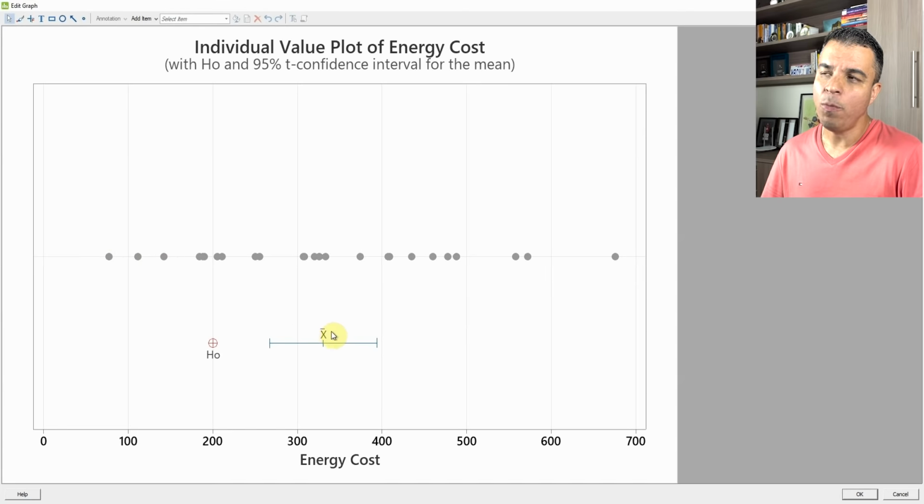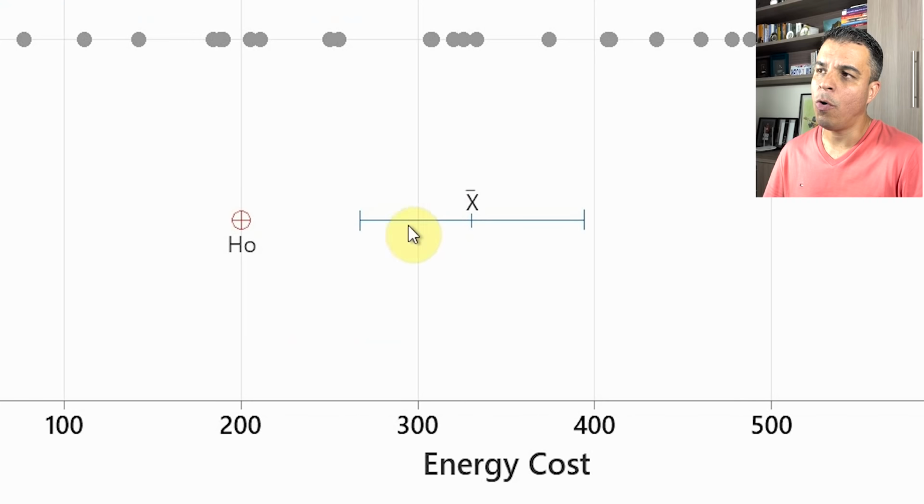the sample mean with a confidence interval, yeah, and take a look, your hypothesized mean, that is your baseline, right, from previous year, $200. So this picture here, again, depending on your audience, can be a game changer.